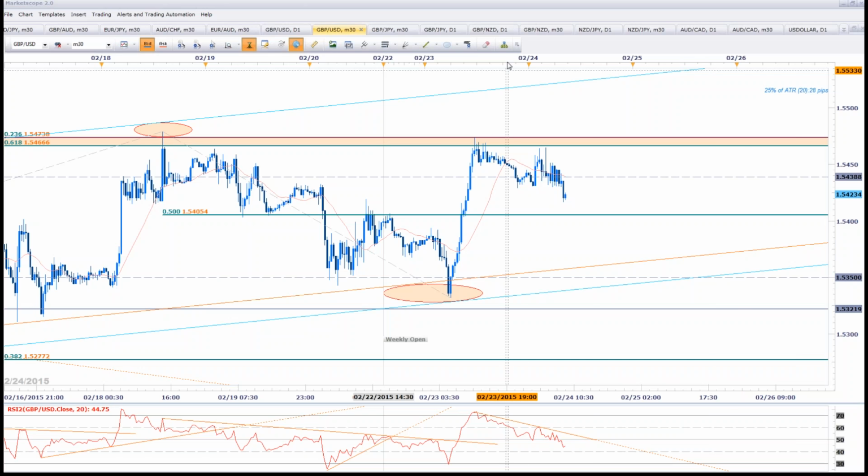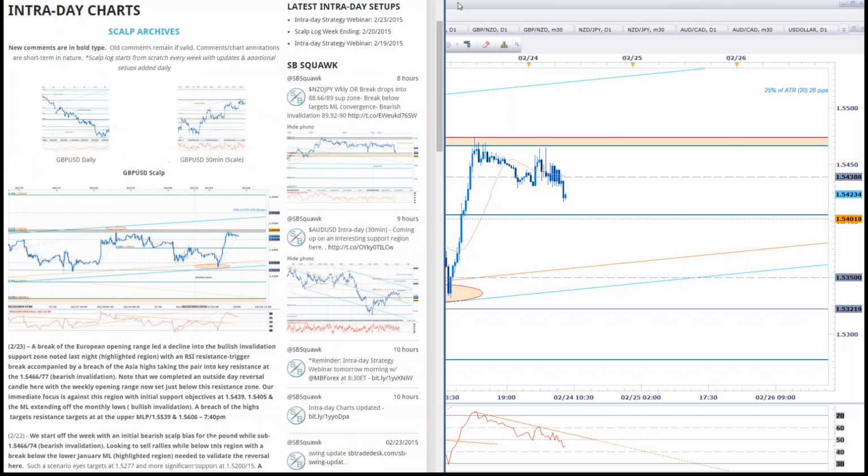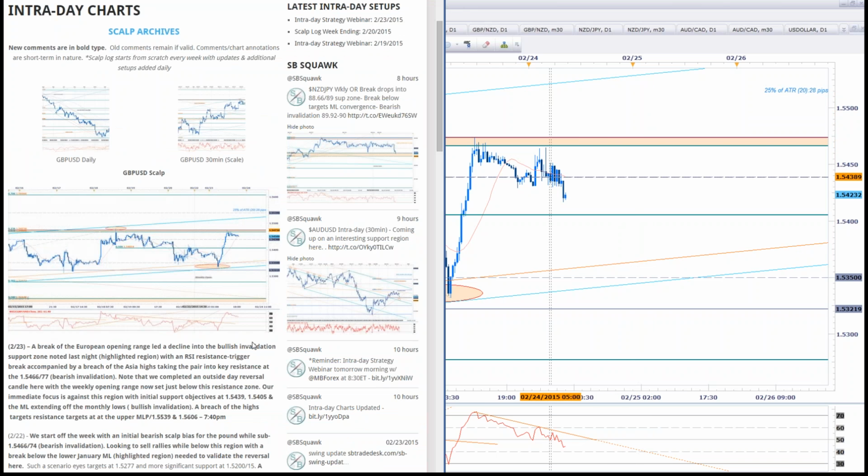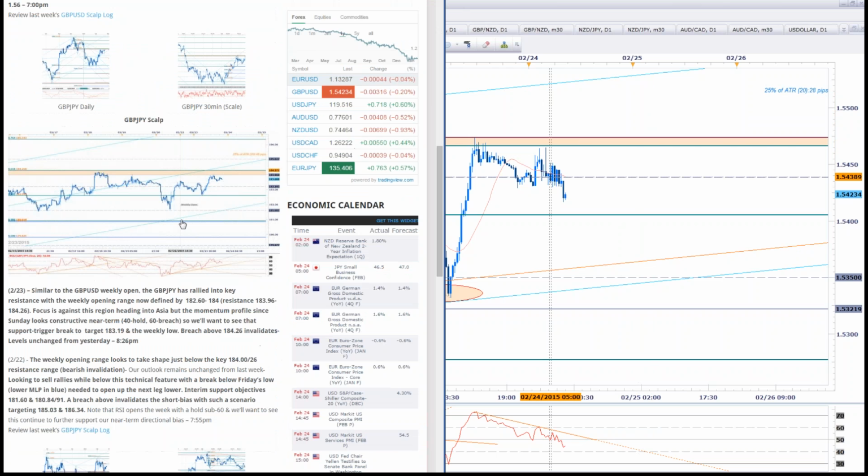So that is the British pound. We'll see if we can get any kickback on this play, but that's still the major focus against that major key resistance at 154. Let's just call it 154.80, 154.75.